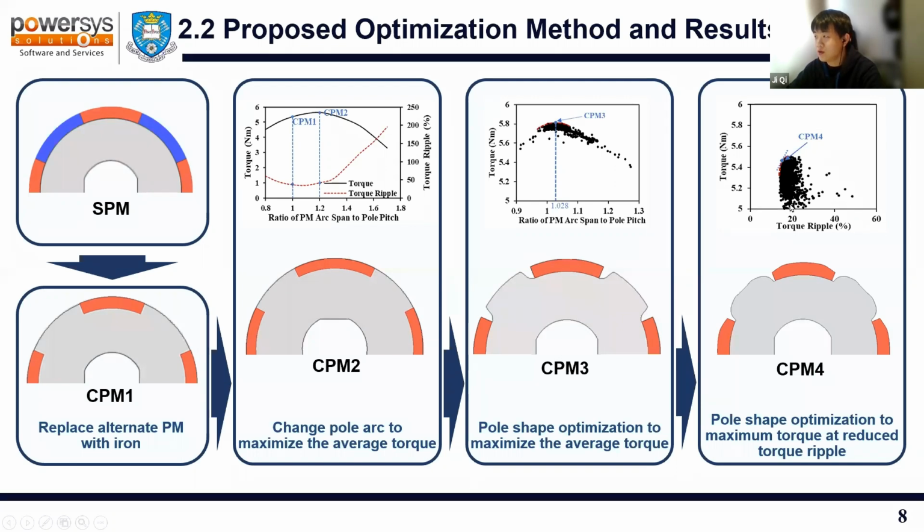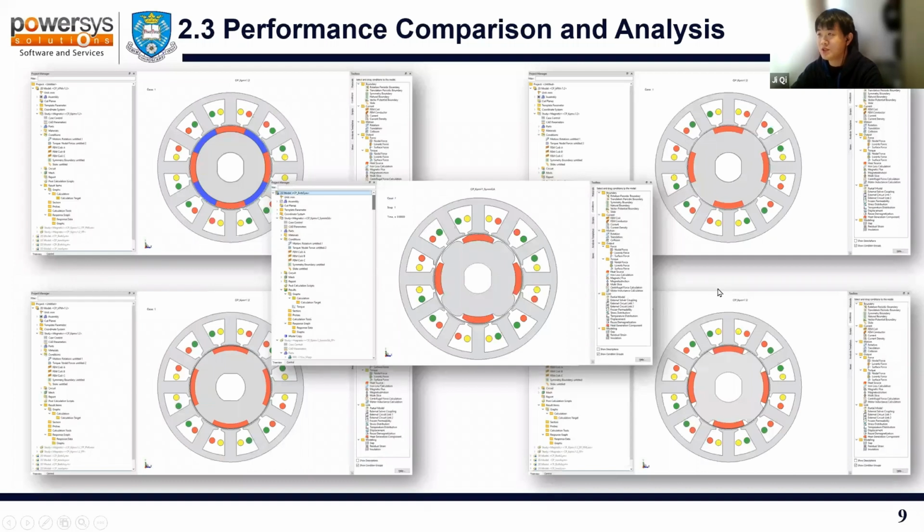And also, with the help of the optimization, the objective is to maximize torque at reduced torque ripple. So with the trade-off between the torque ripple and torque, we can find a point. For this structure, I'll call it CPM 4. So next is the performance comparison for these machines. And here are the models in the GMAG designer.